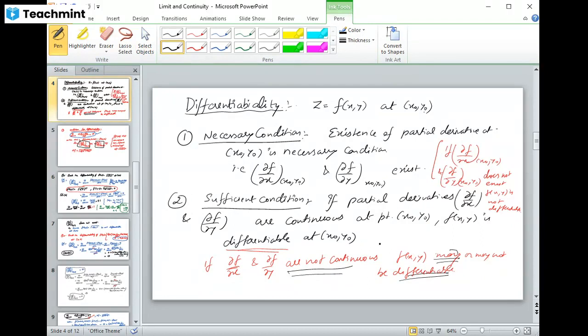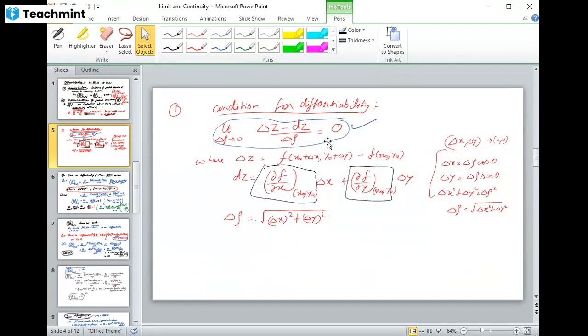So if the partial derivatives are continuous, then your function is definitely differentiable. But if the partial derivatives are not continuous, even then your function may be differentiable. So that's the reason, if we want to check the condition of differentiability of the function, in that case, we have to use this particular condition. So in this video, we have focused on the problem of the differentiability of the function only.